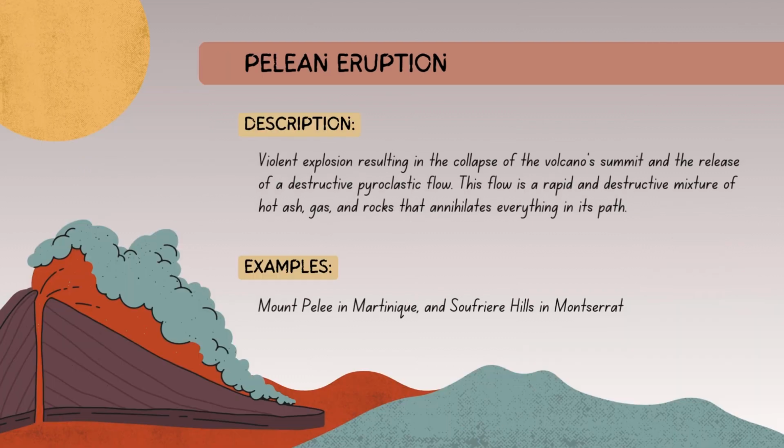The sixth one is Pelean eruption. A violent explosion resulting in the collapse of the volcano's summit and the release of a destructive pyroclastic flow. This flow is a rapid and destructive mixture of hot ash, gas, and rocks that annihilates everything in its path. For example, Mount Pelee in Martinique and Soufriere Hills in Montserrat.